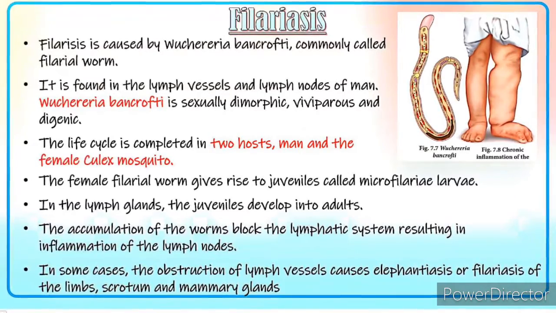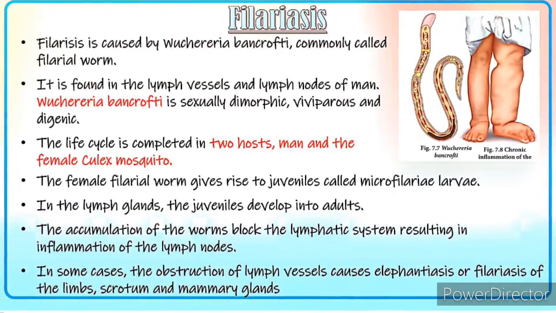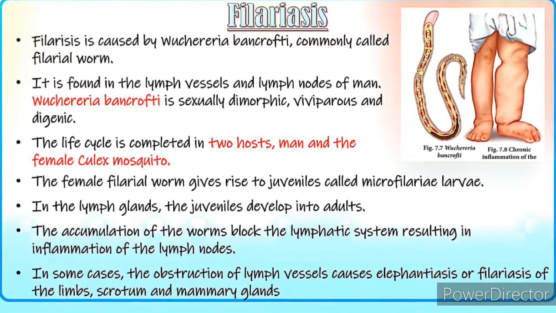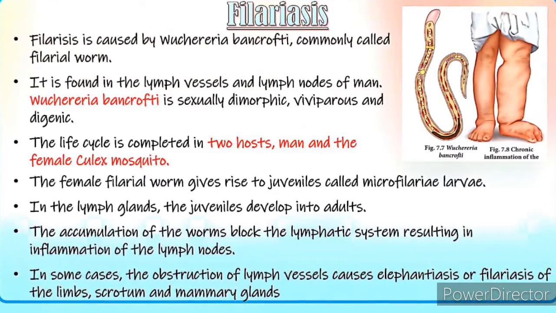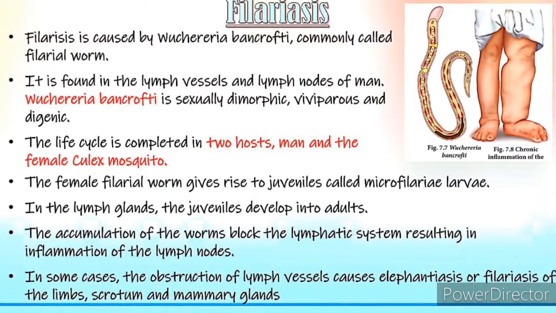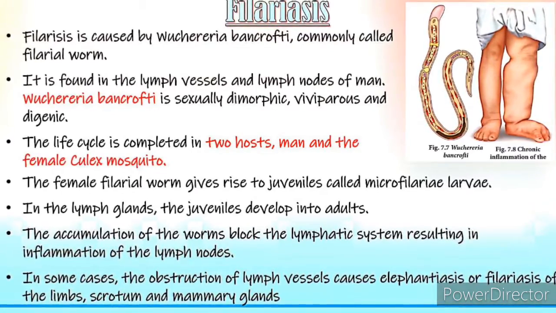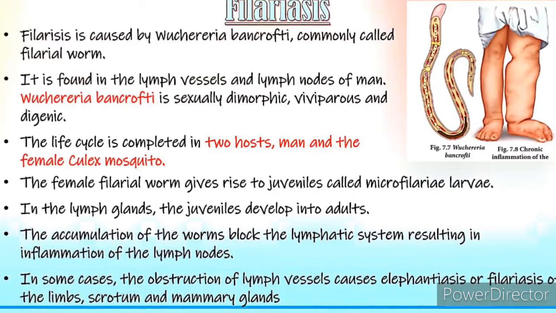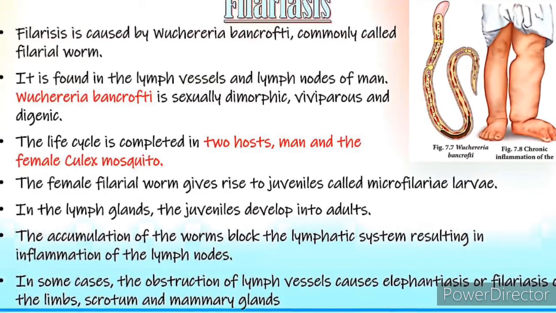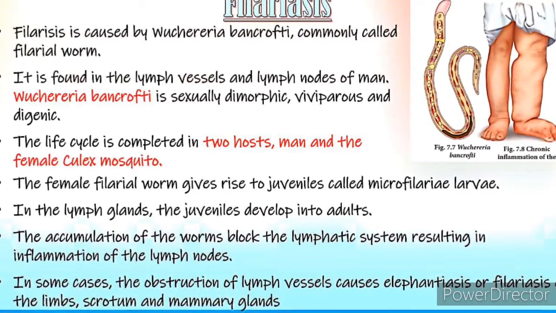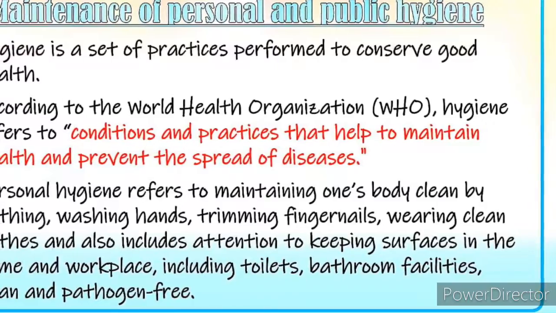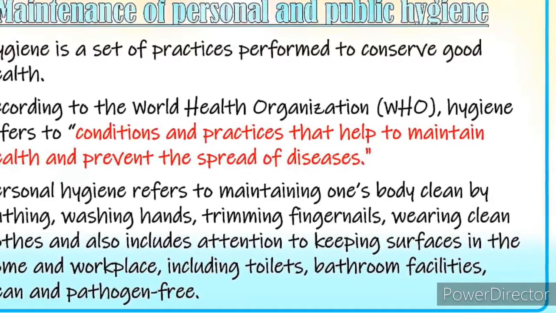Wuchereria bancrofti is sexually dimorphic, viviparous, that is directly giving birth to the young one, and digenic. Digenic means it has two hosts to complete the life cycle. One is man, another one is the female Culex mosquito. In the lymph glands, the juveniles develop into adults. The accumulation of the worms blocks the lymphatic system, resulting in inflammation of the lymph nodes. So this causes elephantiasis.